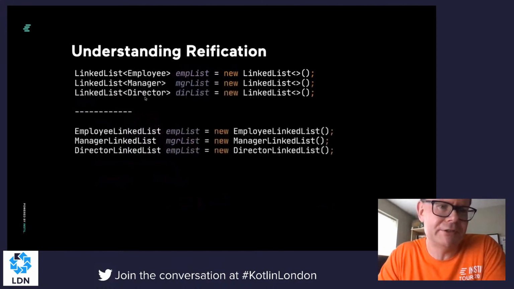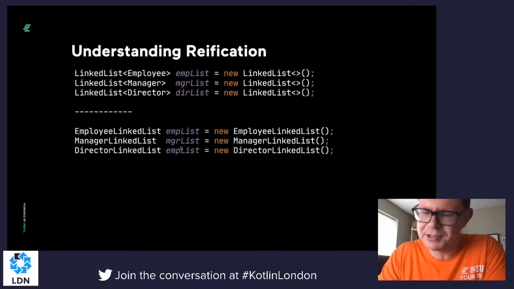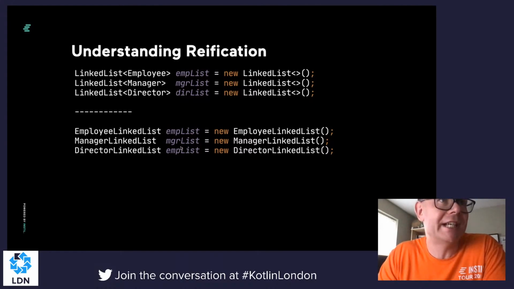So if in your code you had said linked list employee, linked list manager, linked list director, well, then at runtime, what you would have is three specializations, three different versions of the class. So the compiler and the virtual machine would in some way collaborate so that if you had 3 versions of T or 5 versions of T or n values for T, you'd get n different versions of the class at runtime. And that's what reified generics means.